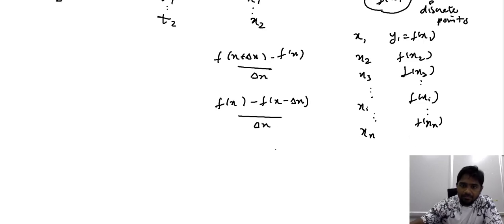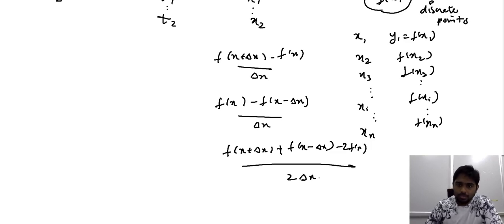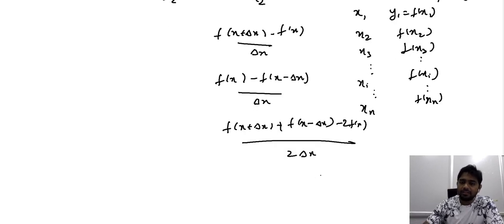And finally, we have seen the central difference, and all these can be employed to estimate the derivative of a given function. Now, when you consider these different approaches, we saw that the errors associated with each of these approaches are different.